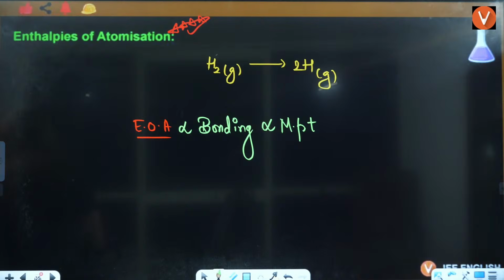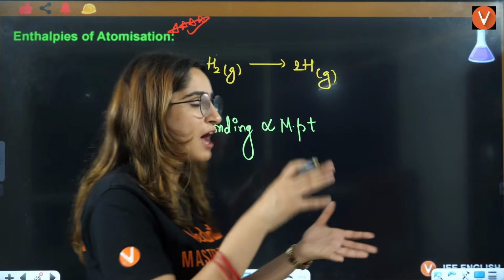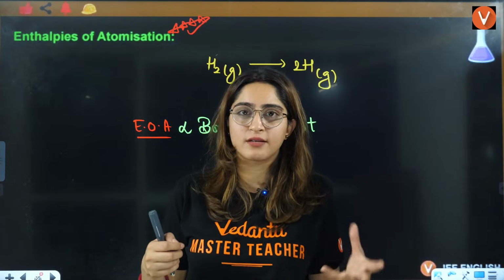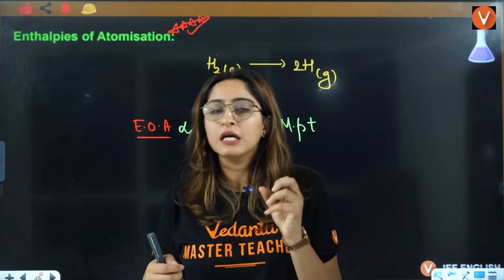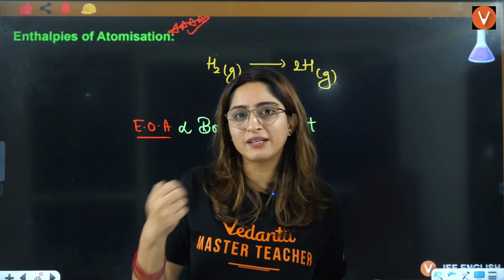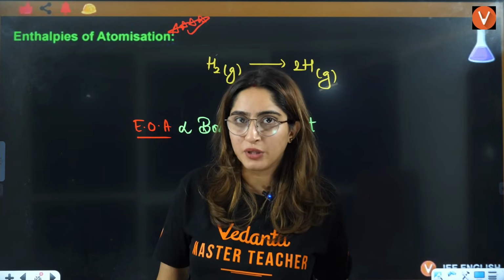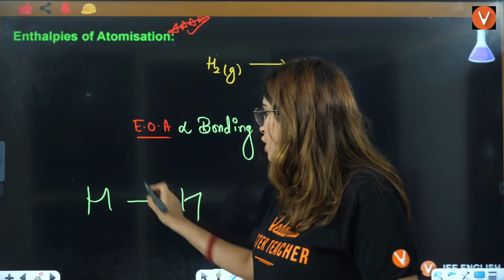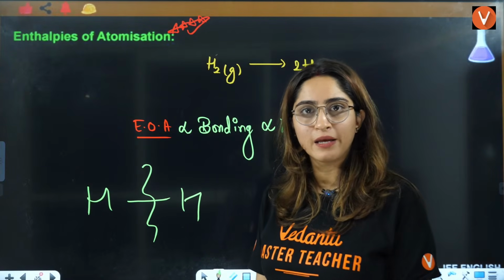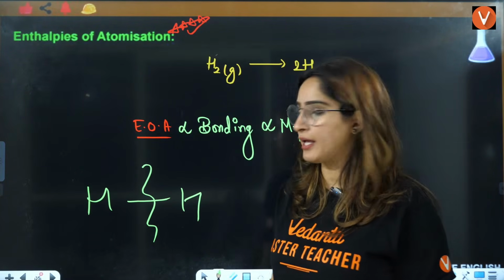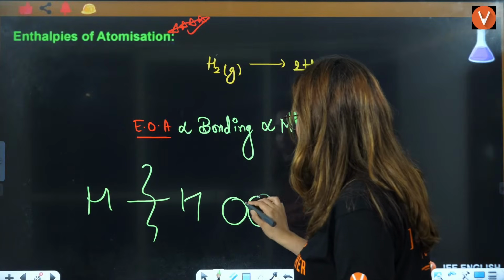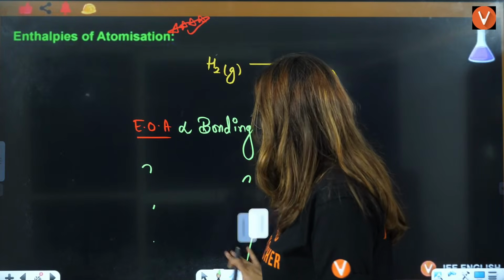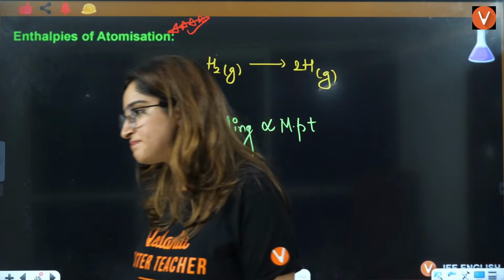Ionization and atomization: ionization is when you have an atom and you want to take an electron out of it, to ionize it and convert it into a cation. Basically cation only, when you take the electron out. Atomization is when you break the bond. Let's say they are in metallic bonding, and you are breaking this bond. That is called enthalpy of atomization.